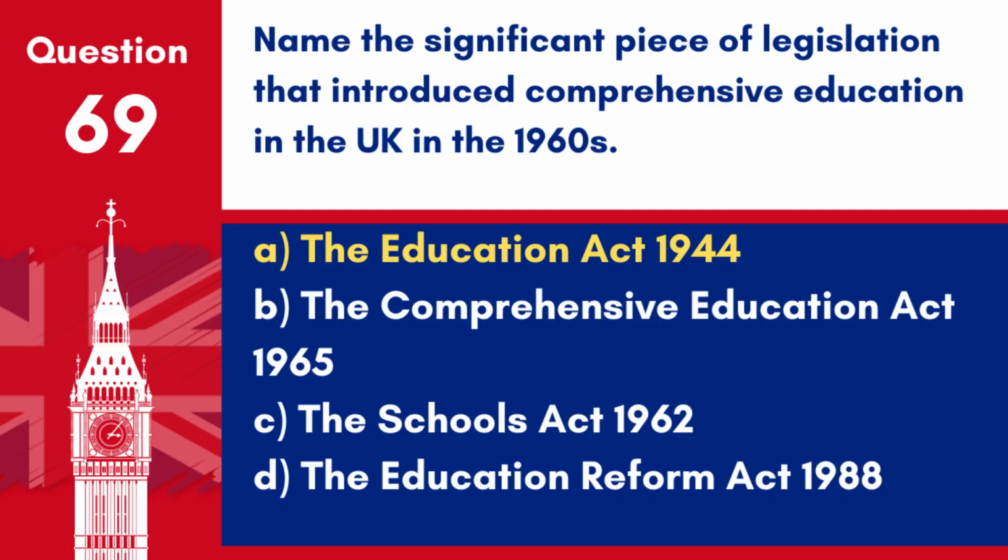Answer: A. The Education Act 1944. Although formally enacted in 1944, it was during the 1960s that the Education Act 1944's provisions for comprehensive education were more fully implemented, moving away from the selective school system and providing a more uniform educational experience.